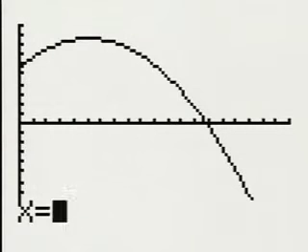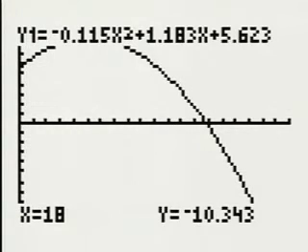In 2010, that corresponds to x equal to 18. So we want to put in x equals 18 and hit enter. You can see that the interest rate in 2010 is predicted to be negative 10.343.